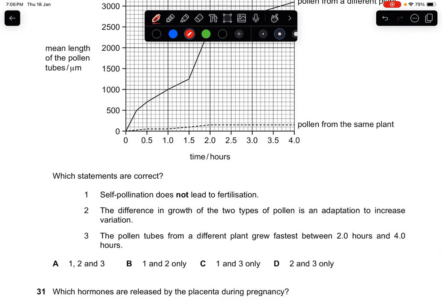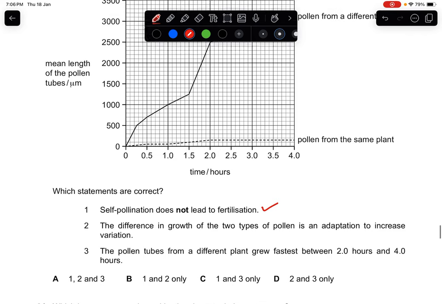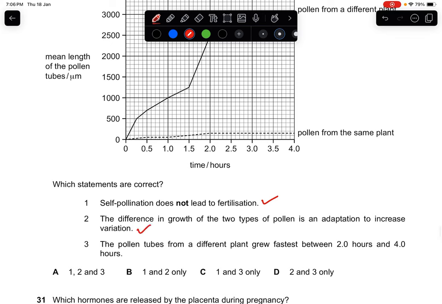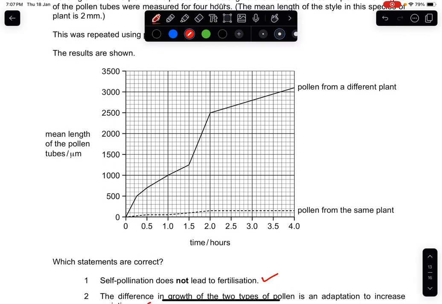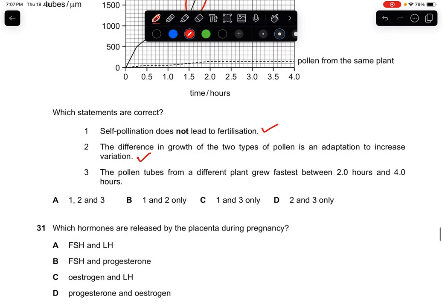Self-pollination does not lead to fertilization. Yes, correct. The difference in growth of the two types of pollen is an adaptation to increase variation. Yes, you're correct. This is correct. The pollen tubes from a different plant grew fastest between 2.0 and 4.0 hours. 2.0 hours to 4.0 hours. No, this is more gradual. This one is where it is the fastest. So the answer is B.